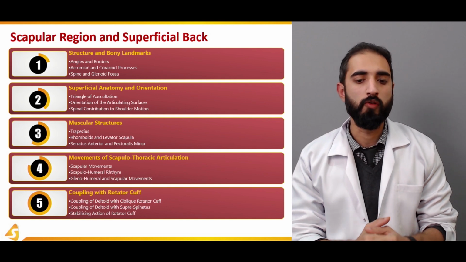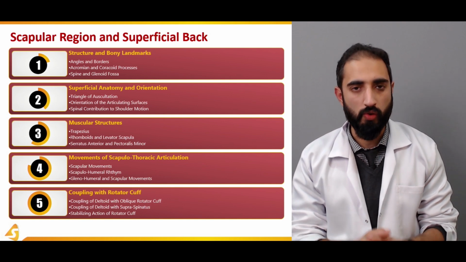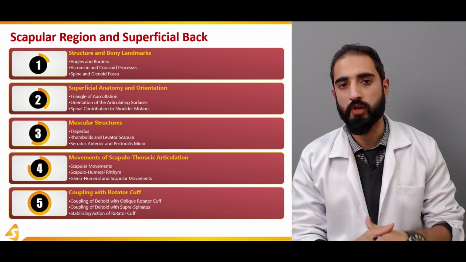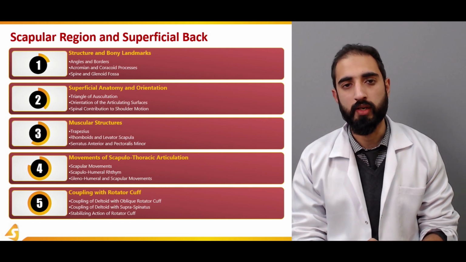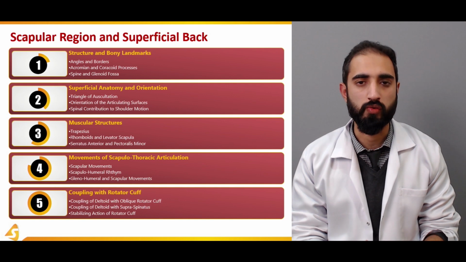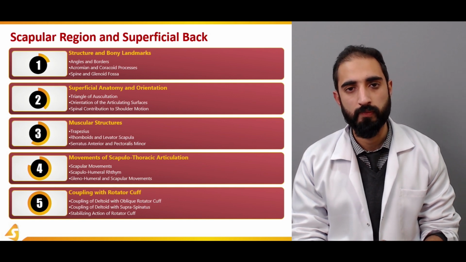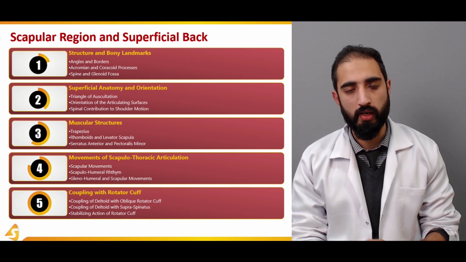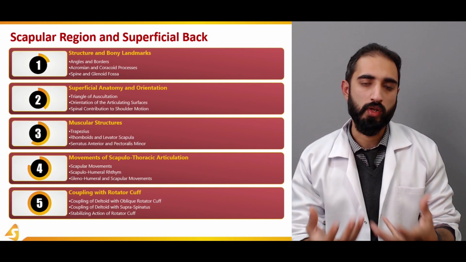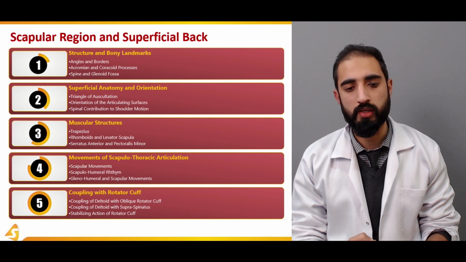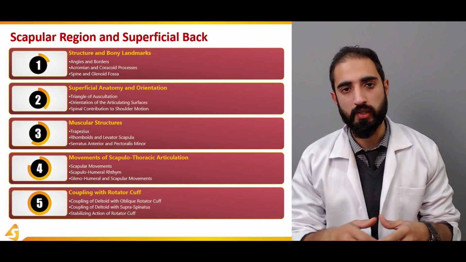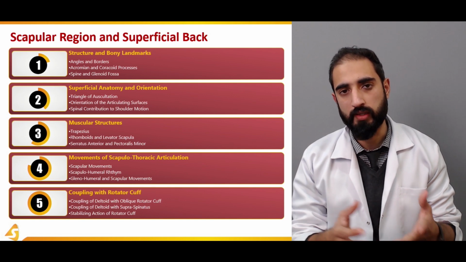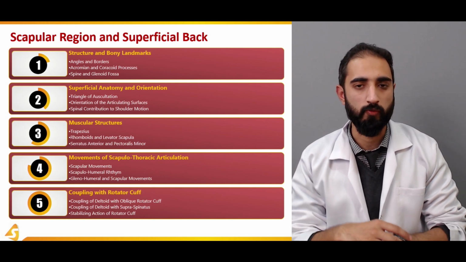Moving on, talking about the movements of the scapulo-thoracic articulation, we are going to take a look at the individual movements which are possible at the scapula when it moves as a functional joint at the thoracic spine or the ribs. We're also going to talk about the scapulo-humeral rhythm and how it influences the movement of the glenohumeral joint. And we're also going to talk about the glenohumeral and scapular movements, like what type of glenohumeral movement is associated with which type of scapular movement.